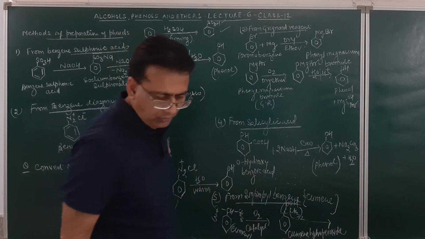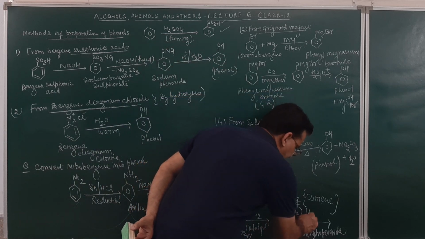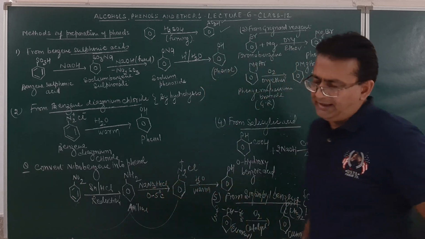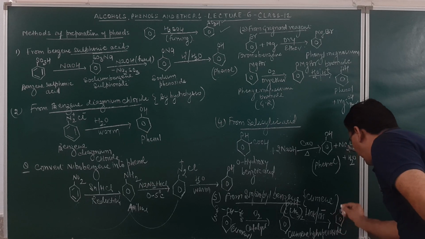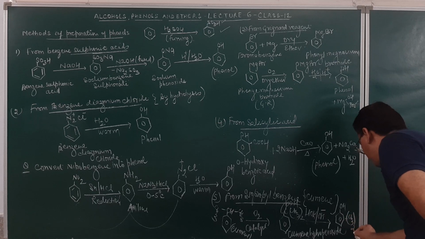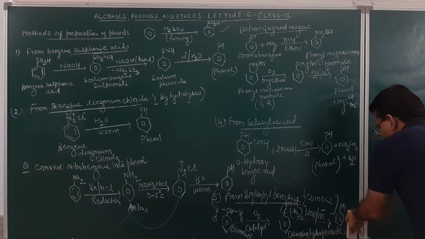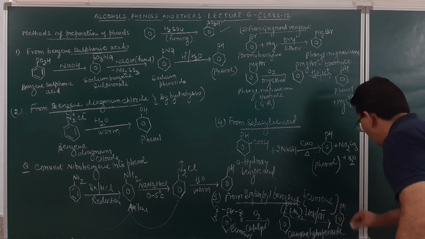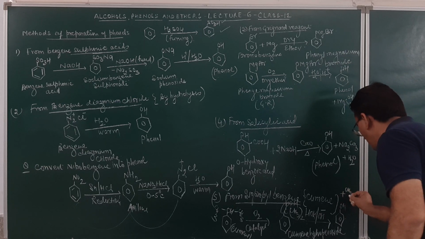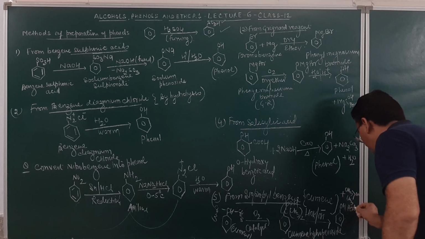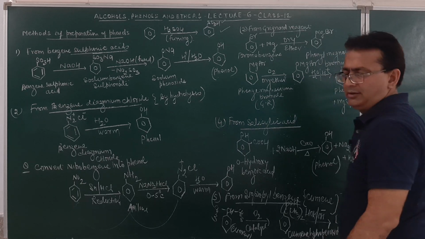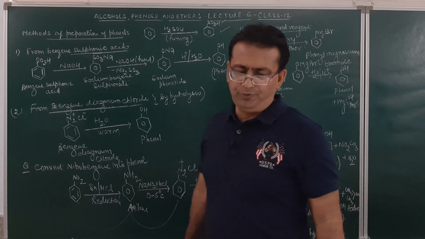So cumene hydroperoxide, when treated with water in presence of alkali, the product obtained will be a phenol molecule. It will result in the formation of phenol plus acetone. The product obtained will be acetone. Am I clear, student? So, student, these are some of the general methods of preparation of phenol.